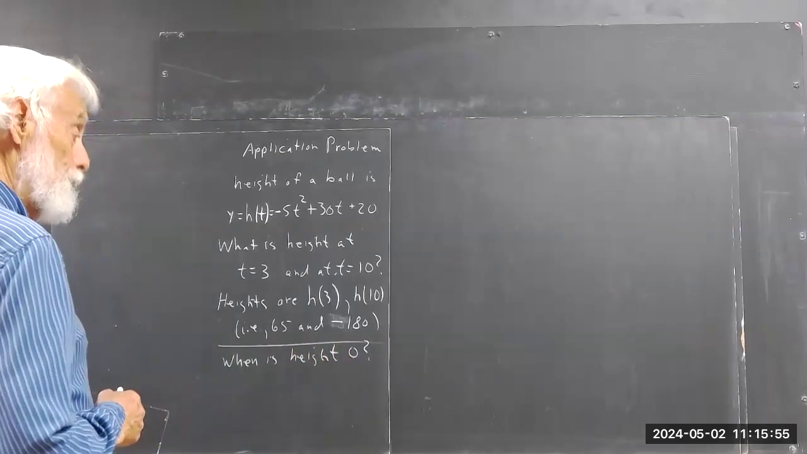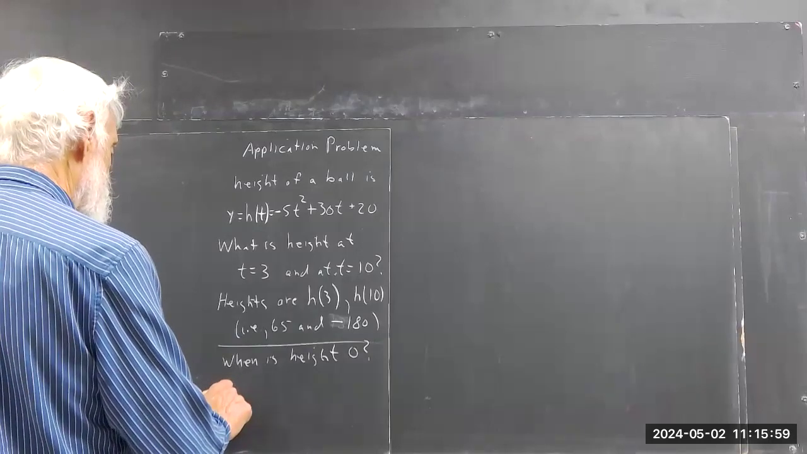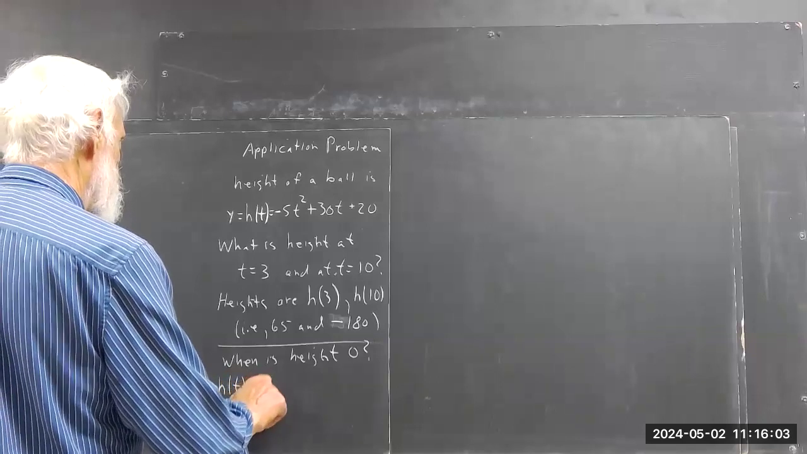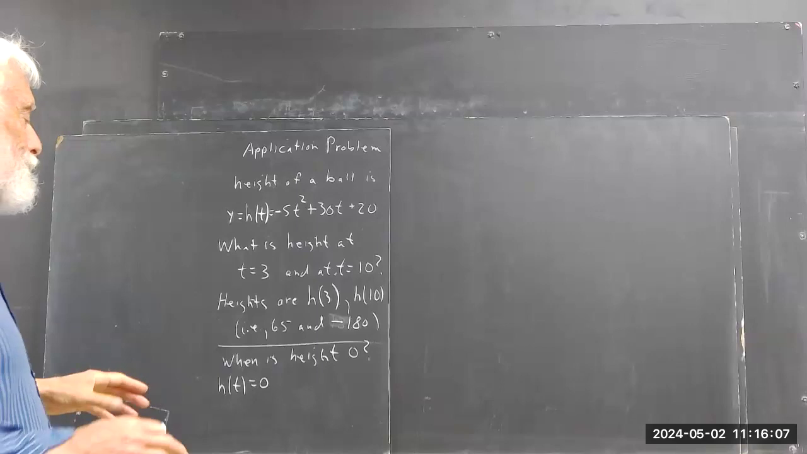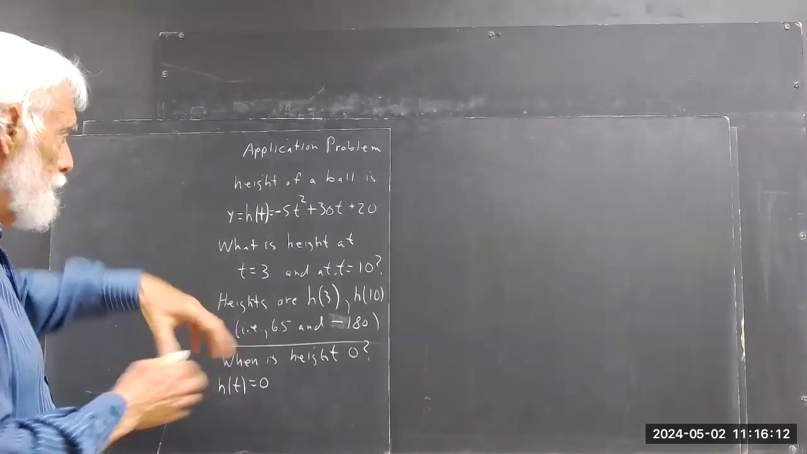Now, when is the height 0? Well, that happens when h of t equals 0. Okay. And one person said, you can use the quadratic formula and do all that.